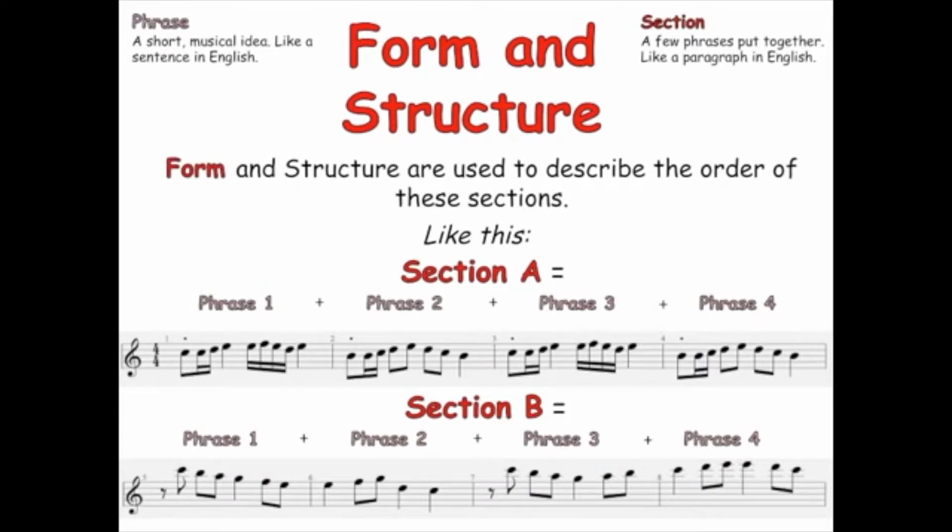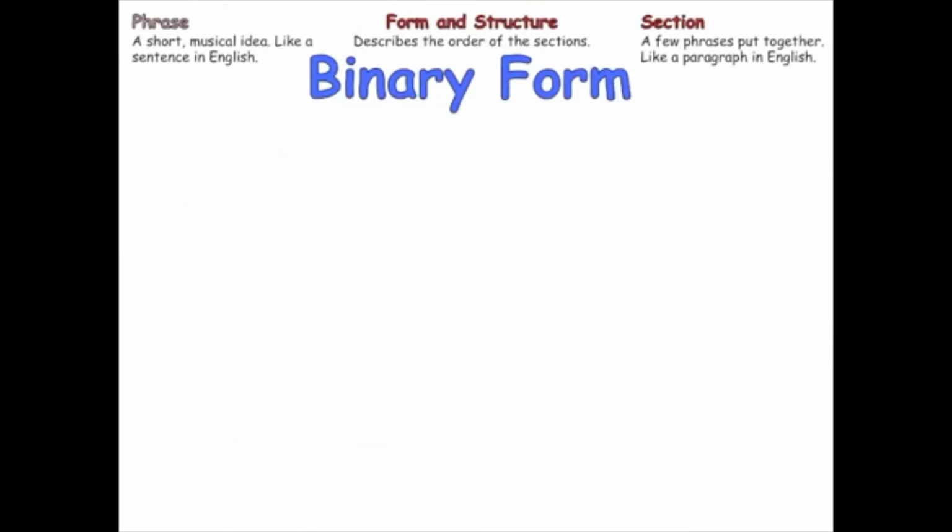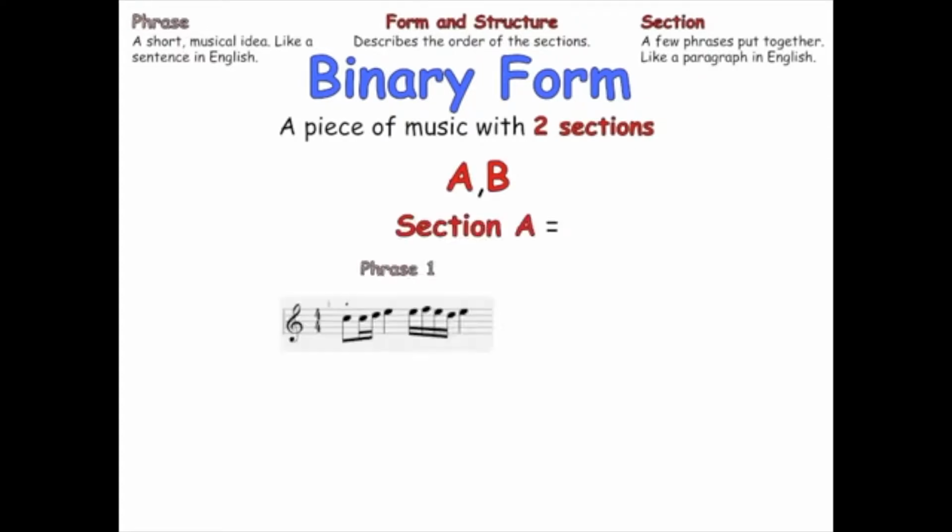The words form and structure are used to describe the order of these sections. There are different types of form and structure. You need to know binary form and ternary form. Binary form is a piece of music with two sections. That's A and B.